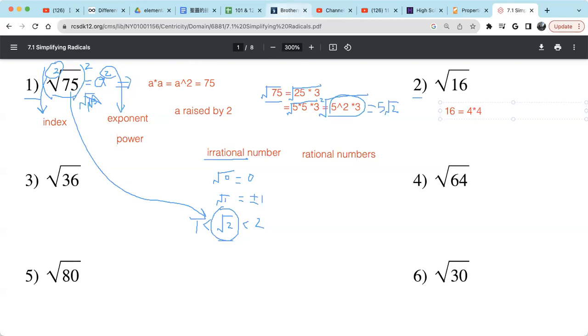16 is 4 times 4, which is 4 squared. Then when we square root 16, we square root 4 squared. Square and square root are opposite operations, like a plus and minus. If we do 1 plus 2 minus 2, we still get 1 back.